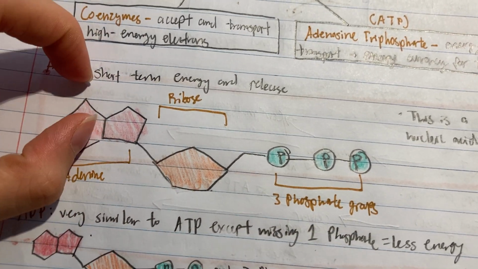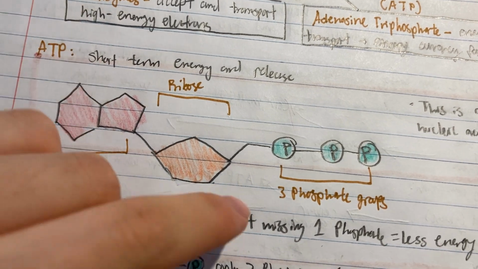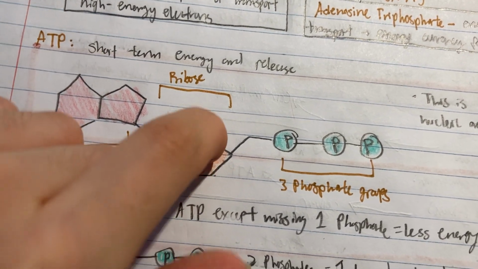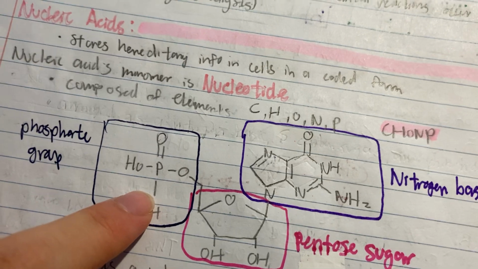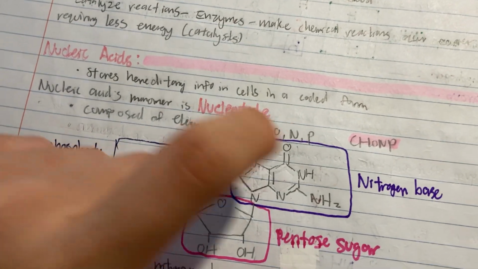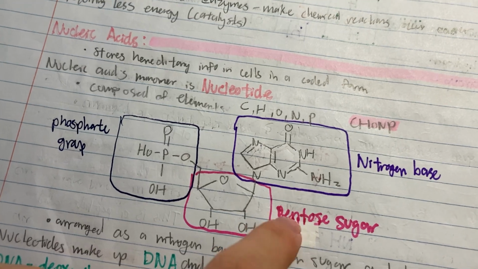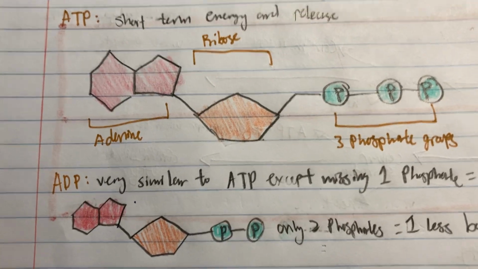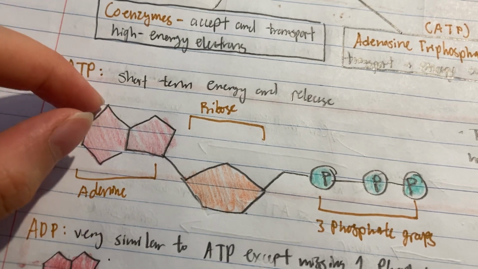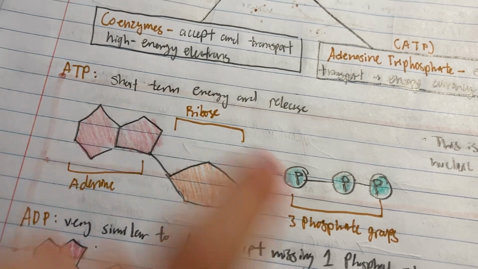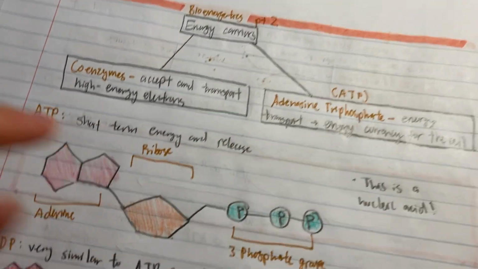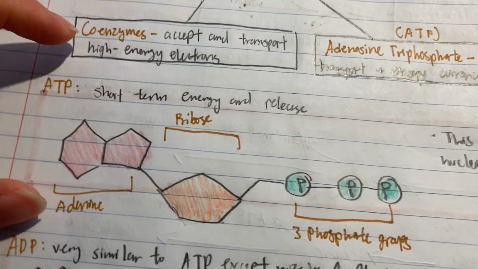So does this look familiar to you? Like the 5 carbon sugar and the phosphate groups? Yeah, that's because it's a nucleic acid. It has the same structure as a nucleic acid. If we go back into our previous notes, in nucleic acids, there's a phosphate group, a nitrogen base, and the 5 carbon sugar. And we have the same thing over here. We have the nitrogen base, the 6 carbon and the 5 carbon over here. We have the 5 carbon sugar, which is called ribose. And we have some phosphate groups over here. So this ATP is a nucleic acid.